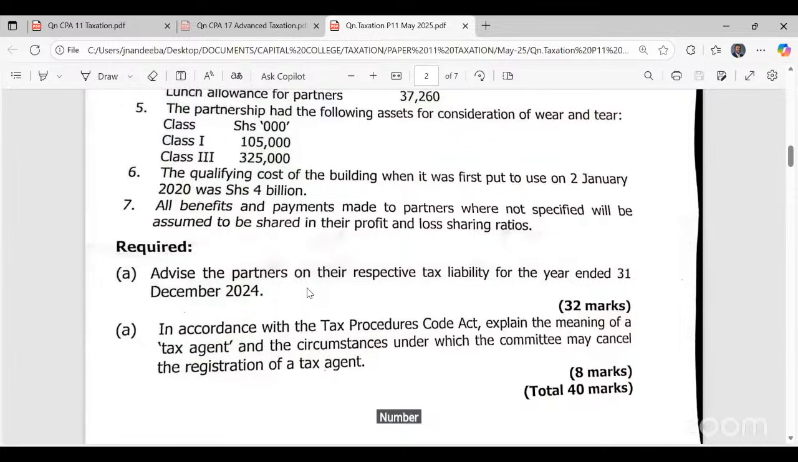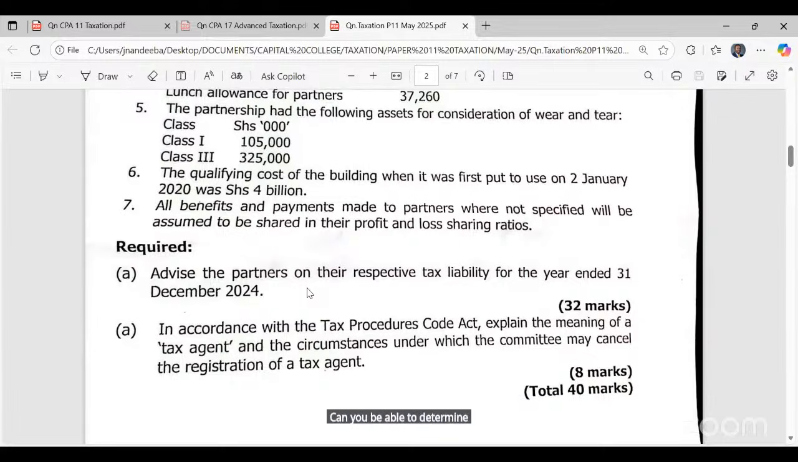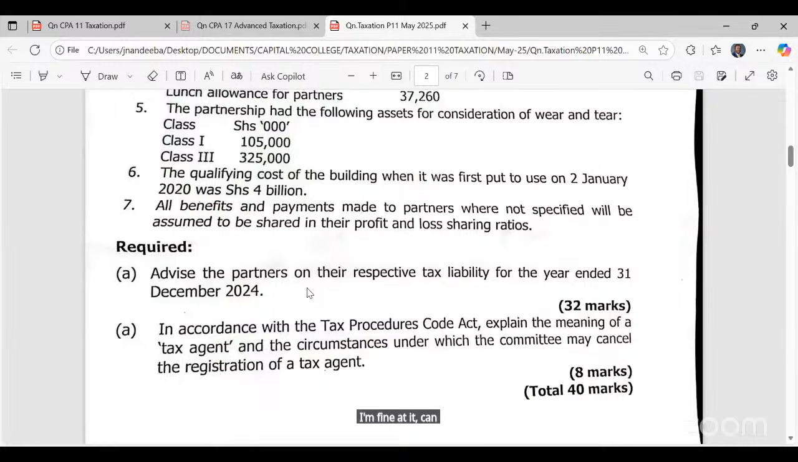Number one, can you be able to determine the chargeable income of a partnership? Because this is step number one. Step number two, after determining the chargeable income, can you be able to determine the distributable profits or loss? After determining the distributable profits or loss, can you be able to determine the chargeable income of each partner? And finally, can you be able to determine the tax payable of each partner? So 4 things. Once you master those ones, you are good to go.